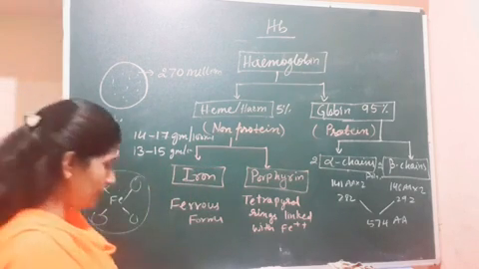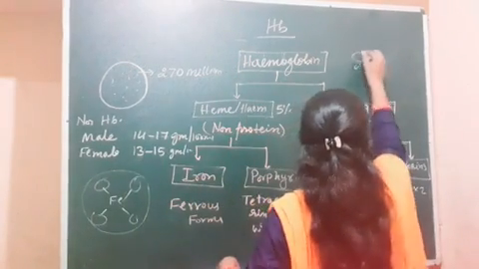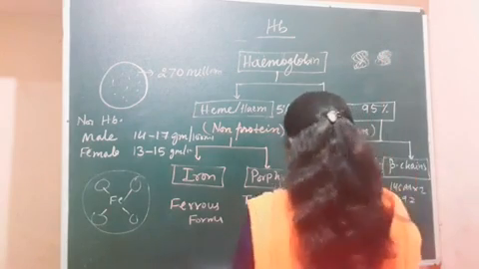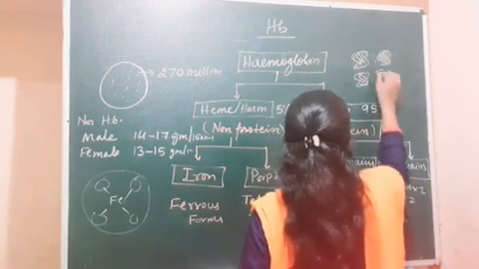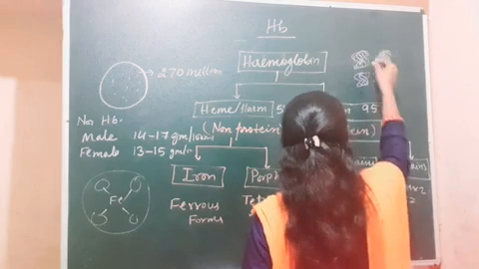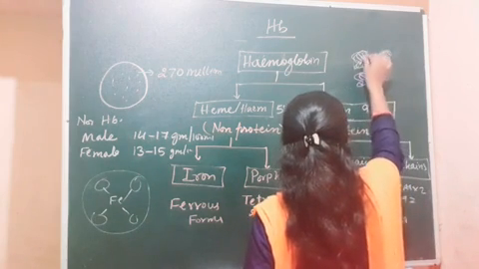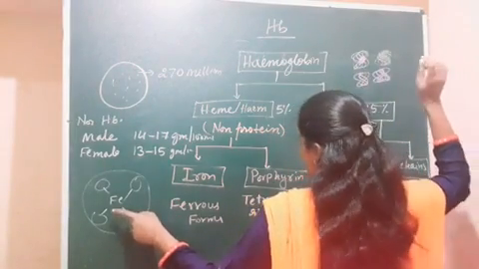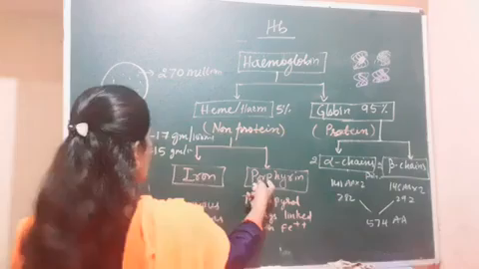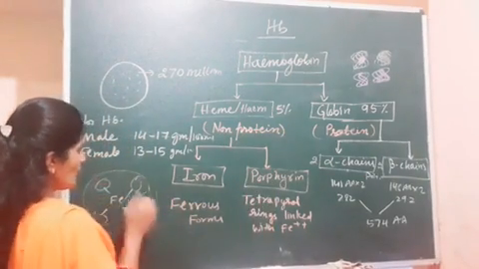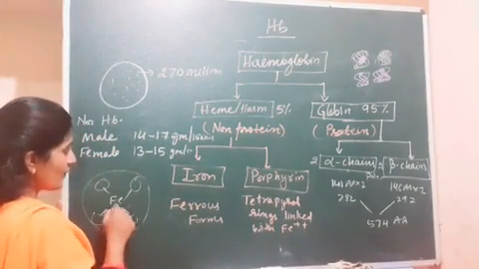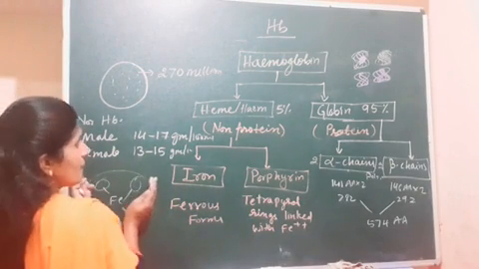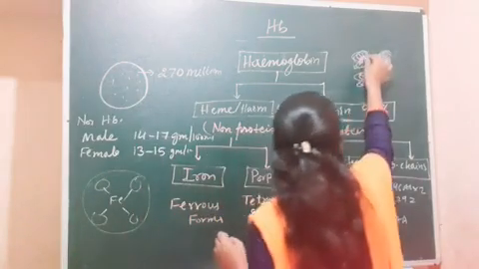So how will globin be there? These are 2 chains: 2 alpha chains here, and below, 2 beta chains. These are attached together. Into that, this part is the heme part. Heme has 4 pyrrole rings, tetrapyrrole. Tetra means 4. Inside, iron is there. Iron inside and 4 pyrrole rings. This part will be present in the center.